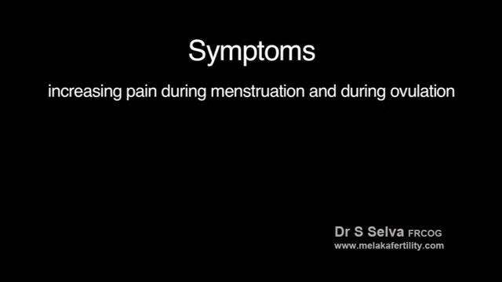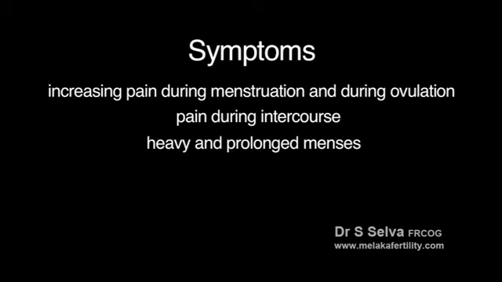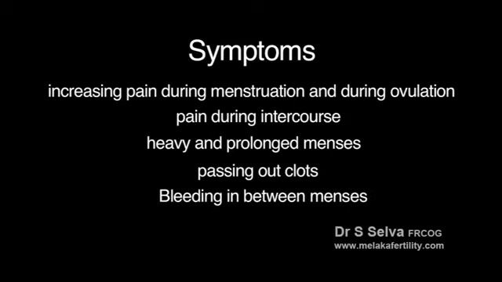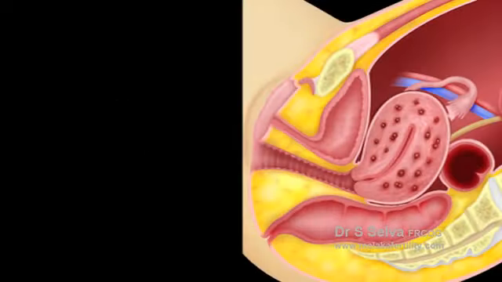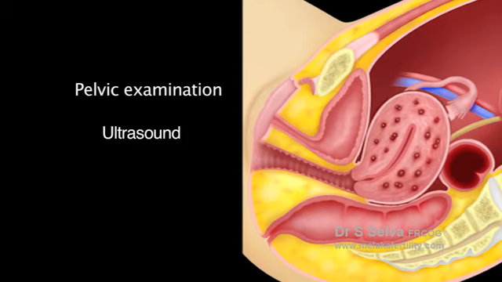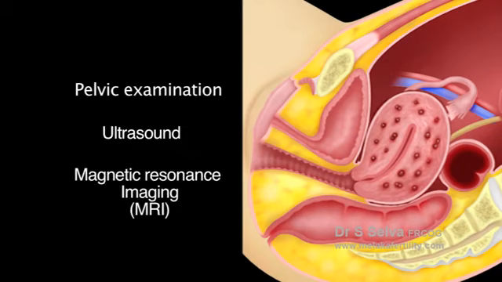Symptoms include increasing pain during menstruation and during ovulation, pain during sexual intercourse, heavy and prolonged menses, passing out blood clots during menses, and bleeding in between menses. Adenomyosis can be suspected during pelvic examination, ultrasound, and MRI, magnetic resonance imaging.